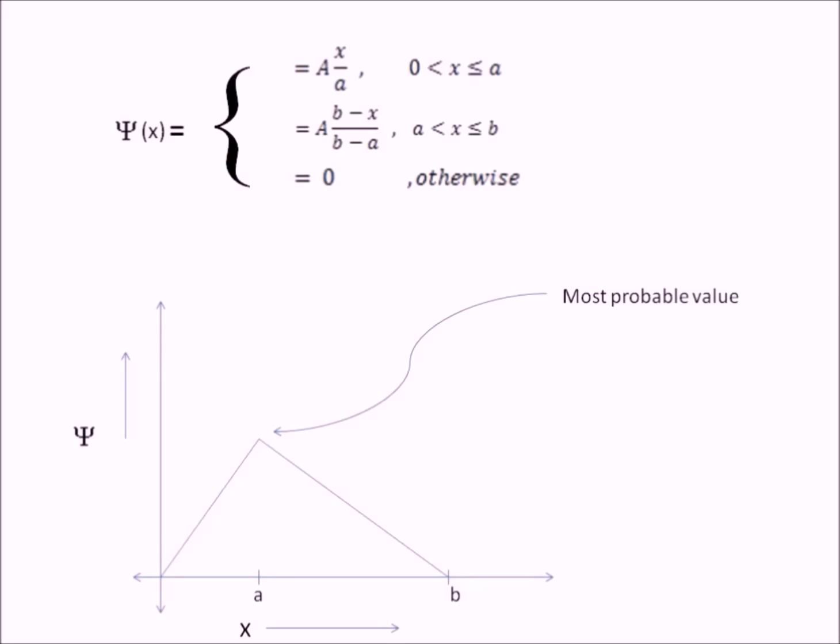So at x equal to a, we have the most probable value. You can see the value of psi is greater at a. Similarly, we get greater probability at a. That's why it is the most probable value. So we will try to normalize this wave function. In this case, normalization is just getting the value of capital A in terms of small a and small b.